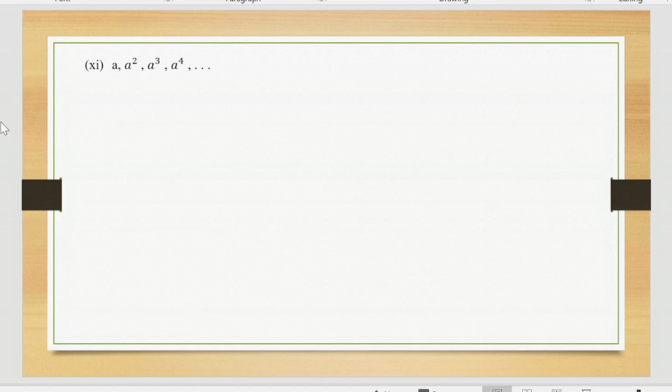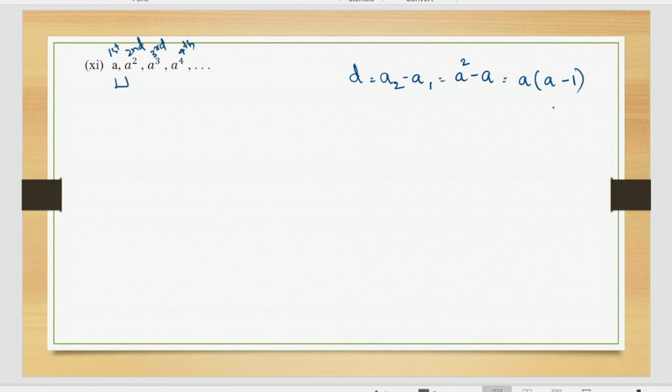A square, A cube and A power 4. So let us find the common difference between these terms and see if this is an AP. So d is equal to, let us find the common difference between these both, that is a2 minus a1, which is A square minus A. So this is the first term, this is the second term, this is the third term and this is the fourth term. So here if we take A common, you will have A minus 1.